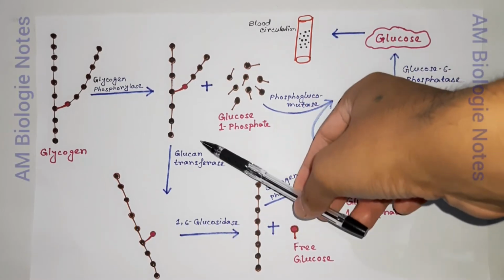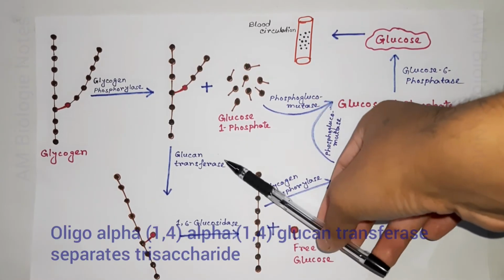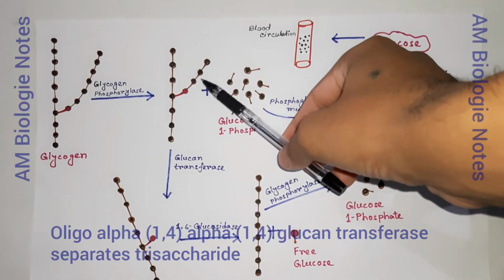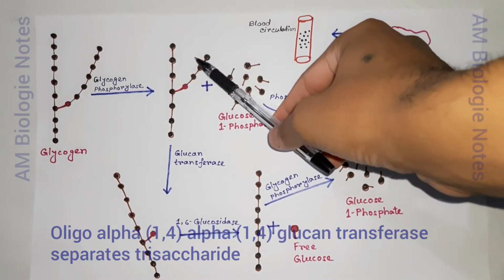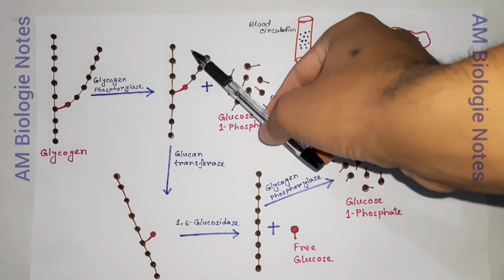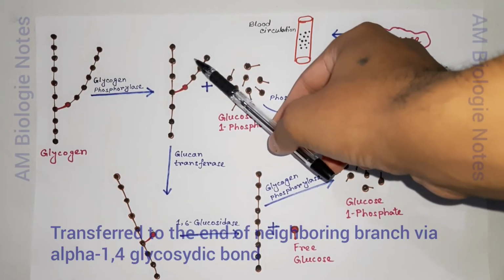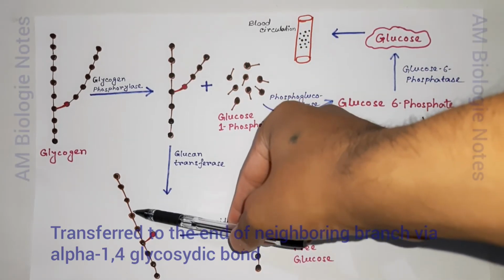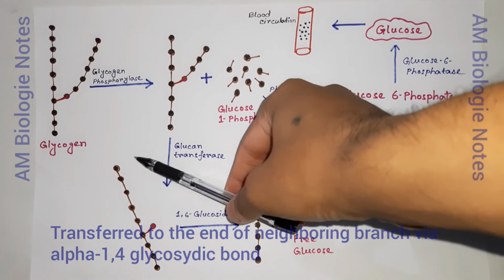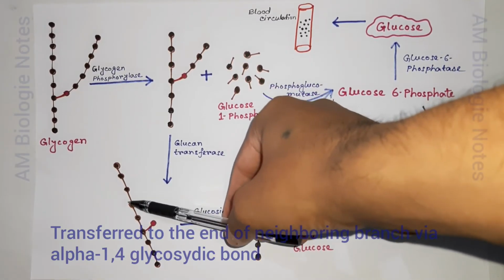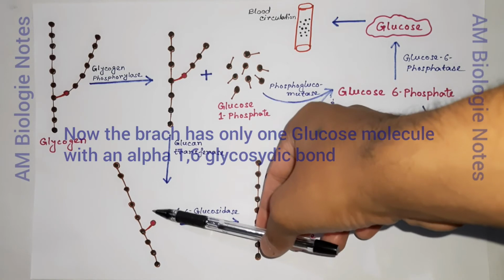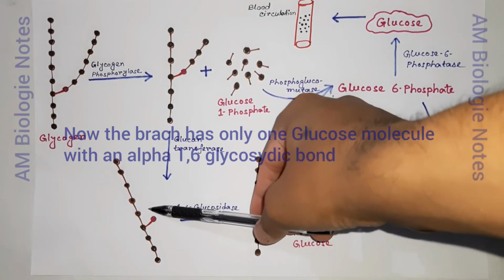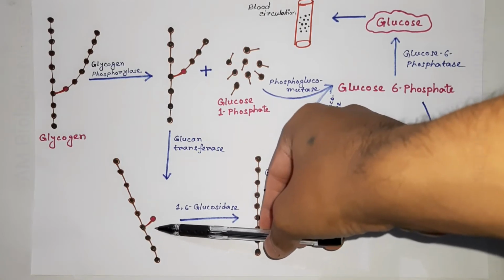At this point, another enzyme, oligo alpha 1,4 glucan transferase, separates a trisaccharide, meaning these 3 glucose residues from this terminal branch, and transfers it to the end of a neighboring branch. Here it is attached via alpha 1,4 bond. So, this branch has only a single glucose with an alpha 1,6 bond.